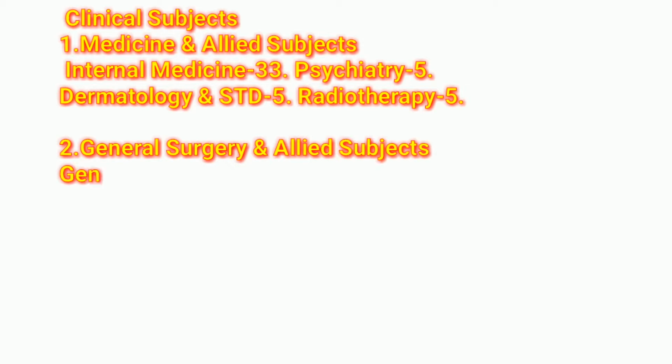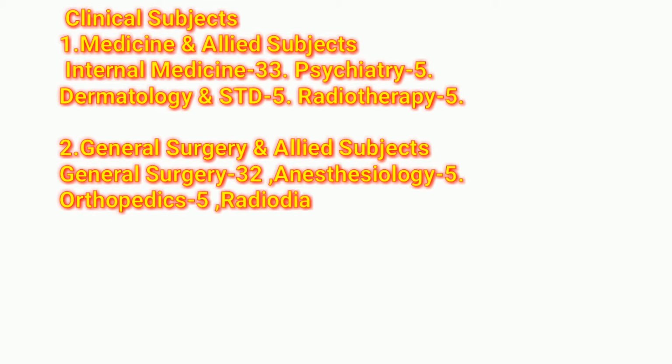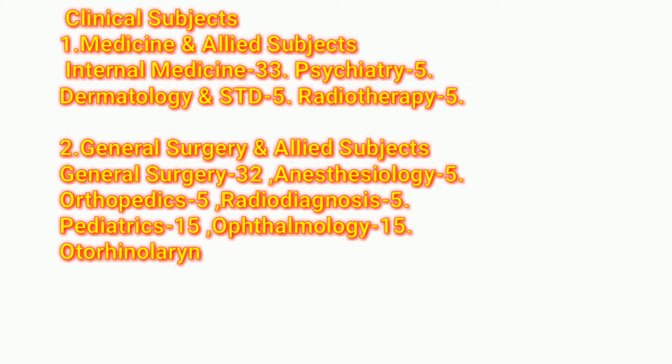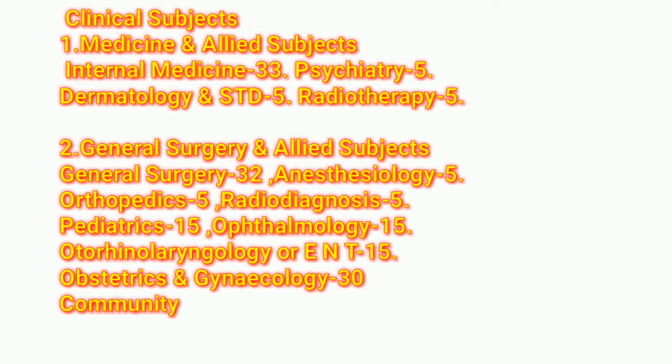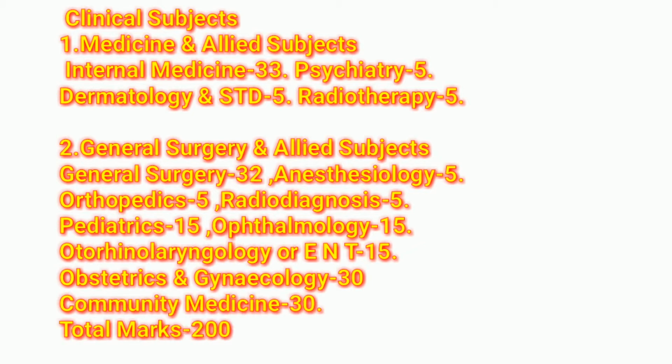Now about clinical subjects and distribution of marks. 1. Medicine and allied subjects. Internal medicine, 33. Psychiatry, 5. Dermatology and STD, 5. Radiotherapy, 5. 2. General surgery and allied subjects. General surgery, 32. Anesthesiology, 5. Orthopedics, 5. Radiodiagnosis, 5. Pediatrics, 15. Ophthalmology, 15. Otorhinolaryngology or ENT, 15. Obstetrics and gynecology, 30. Community medicine, 30. Total marks, 200.